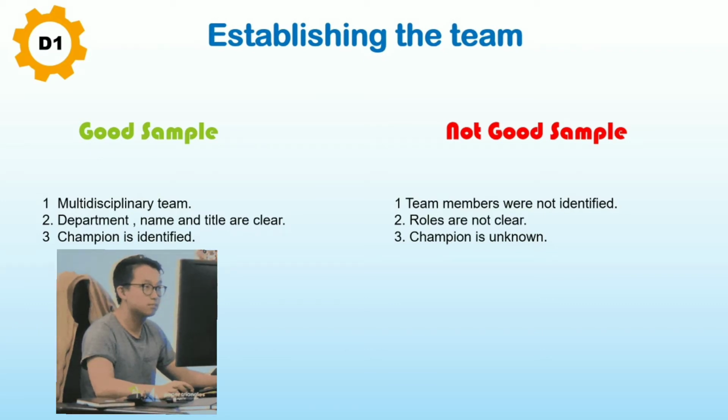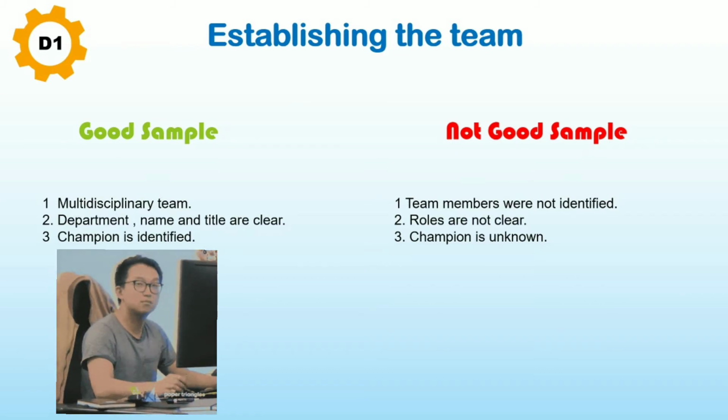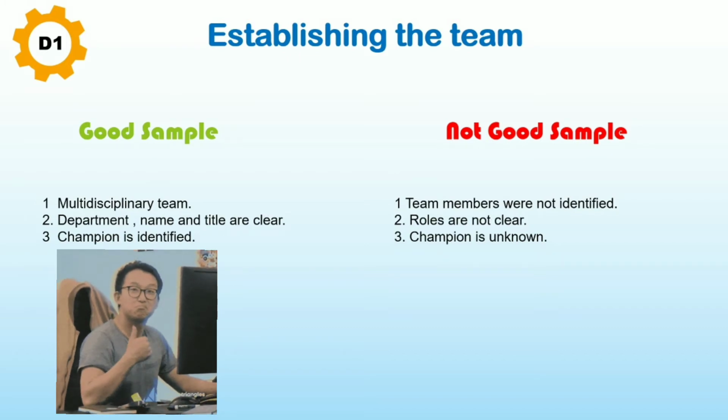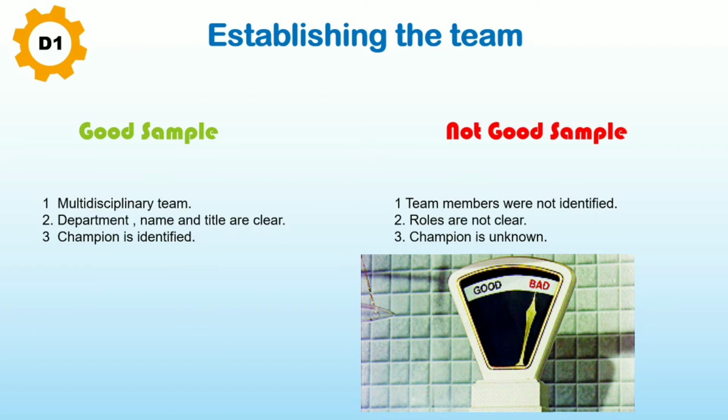Good sample. 1. Multidisciplinary team. 2. Department, name and title are clear. 3. Champion is identified. Not good sample. 1. Team members were not identified. 2. Roles are not clear. 3. Champion is unknown.